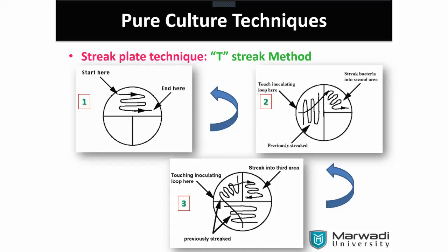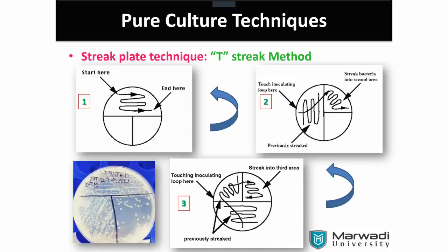In a T streak, first this is done, then I will go to the second section. Already it is being drawn on one of the plates, I can show. Yes, here it is. They have done the first, then you touch at the end, where you have ended, just touching your loop, and then you start to spread again.